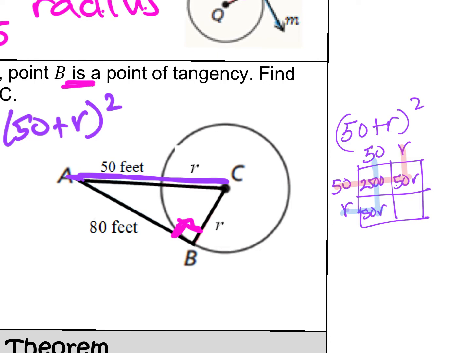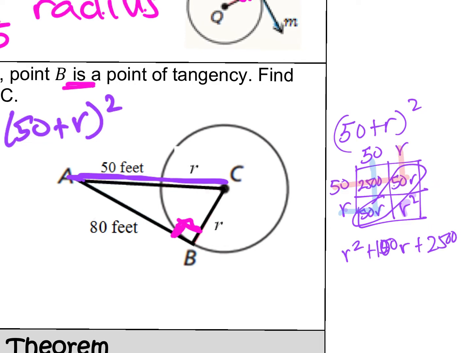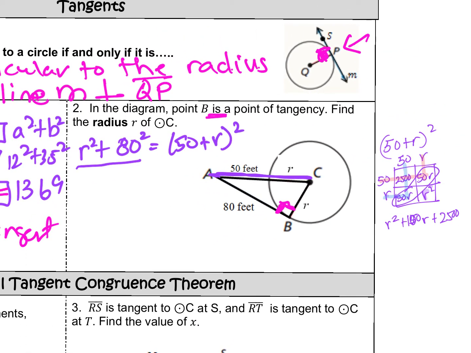So now I'm taking r times r, which is r squared. So when I combine them all, I have r squared plus, I'm going to combine these two because they have the same last name, 100r, plus 2500. All right, so let's take that and bring it on over.